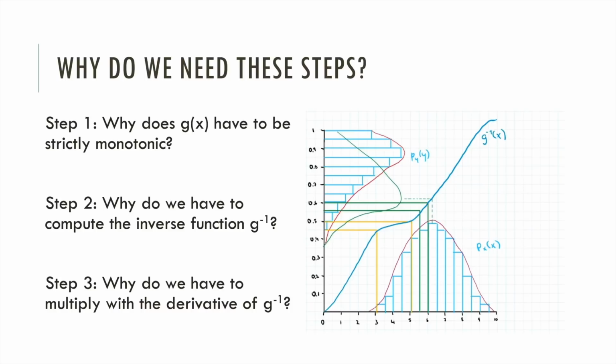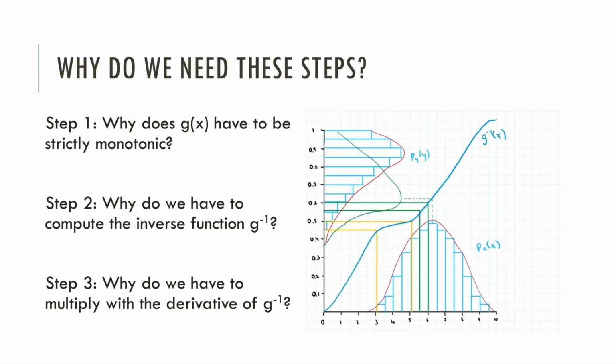So we map all of these probabilities from the x-axis to the probabilities on the y-axis. As you can see, the interval width may vary depending on the slope of g of x. For the first question, why does g of x have to be strictly monotonic?